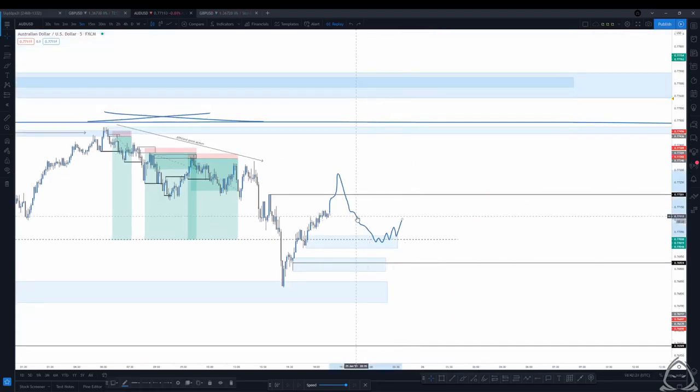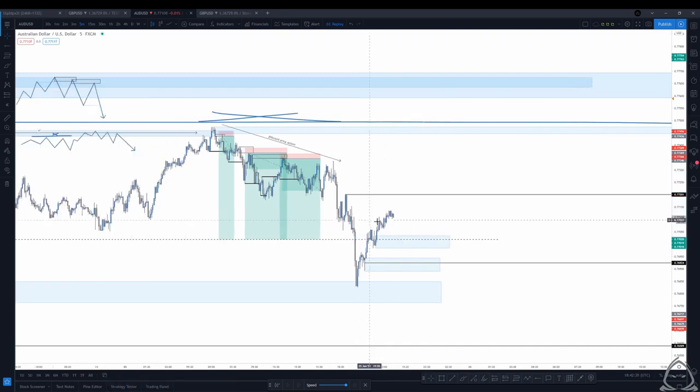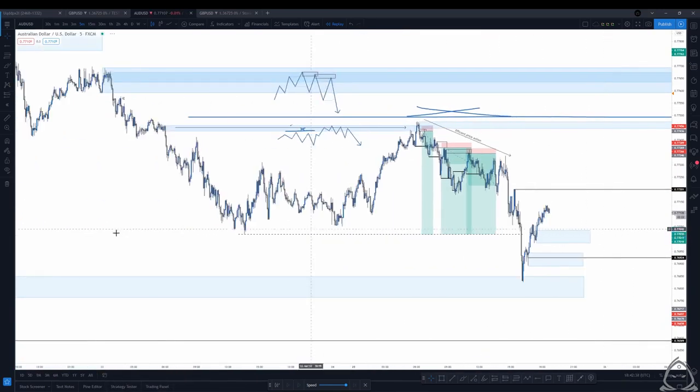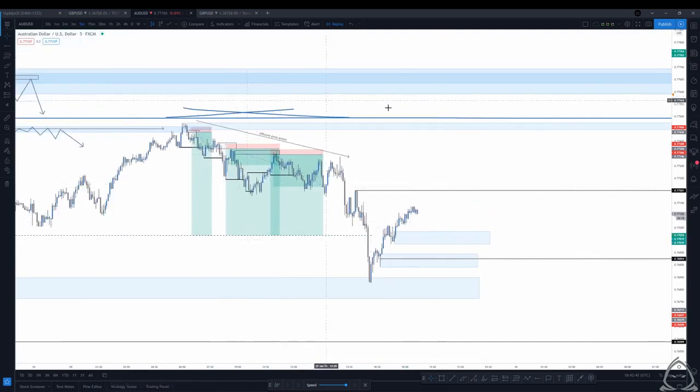And that's really what I'm going to be looking at. It's just a game of patience at this point. We haven't broken 5-minute structure, so I'm planning my trade. I'm looking to see what's going to happen next, but as of right now, we haven't actually confirmed anything. It's just more pre-planning on my end.